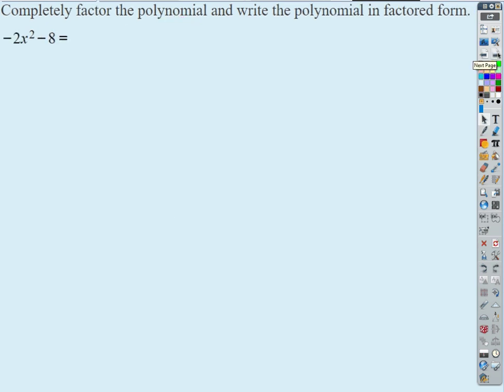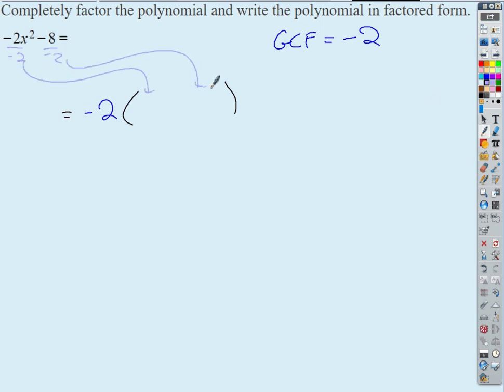Okay, how about this one? Completely factor this polynomial. What do we always want to do first? Sound like a broken record? Greatest common factor. Molly, what's the greatest common factor here? -2. Very good. So we're going to get -2 times what's going to be left over. If I divide each of those by -2, what am I going to get? What's -2x squared divided by -2? x squared. -8 divided by -2. Okay? So we got the greatest common factor out.